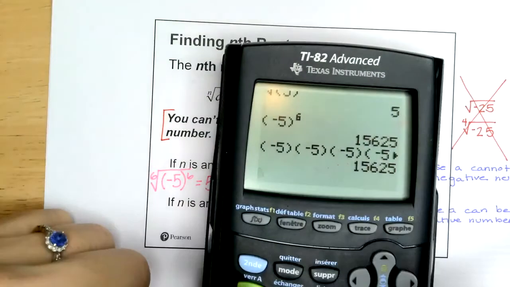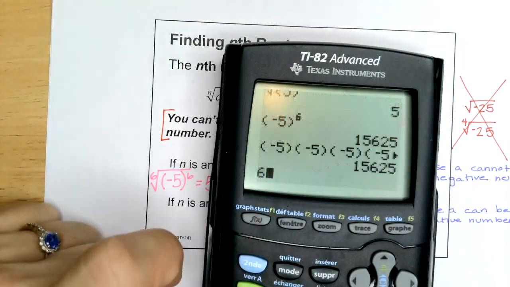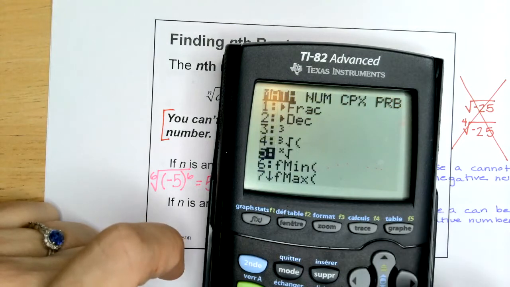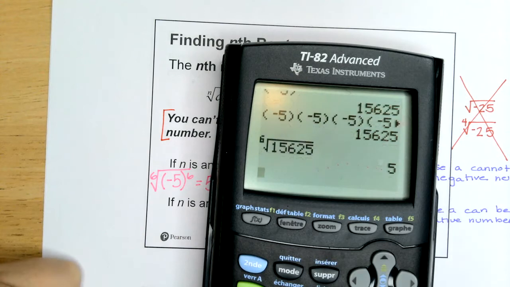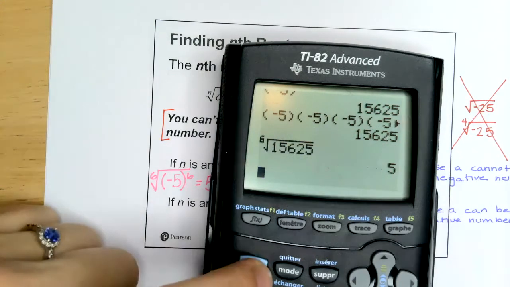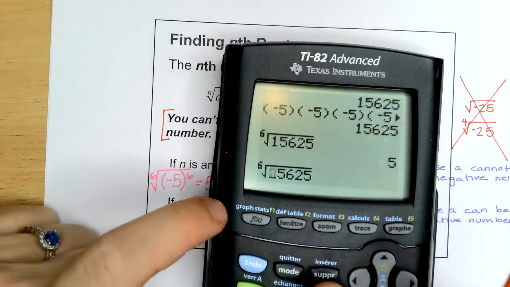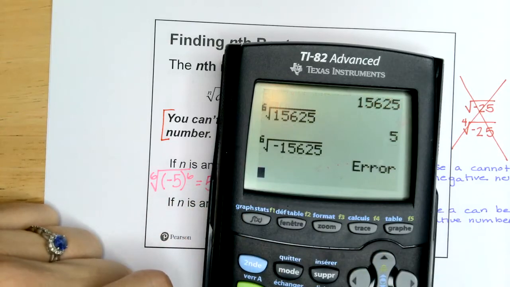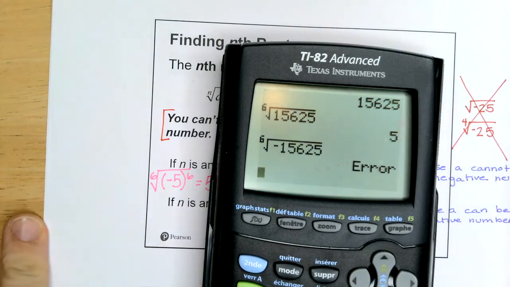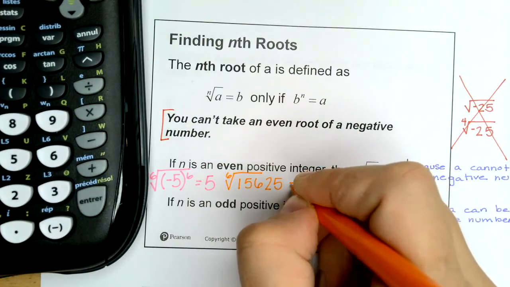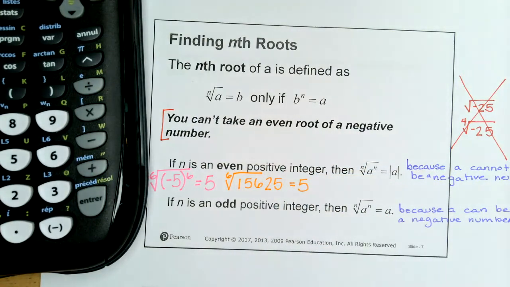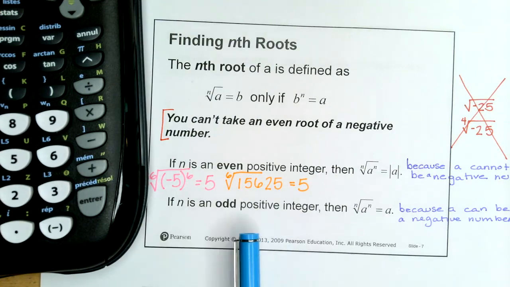And now, if I just take the 6th root of that positive number, I get a positive number. There's no way to get a negative number. It can only be a positive number. -5 to the 6th is positive. Here, it will not matter.